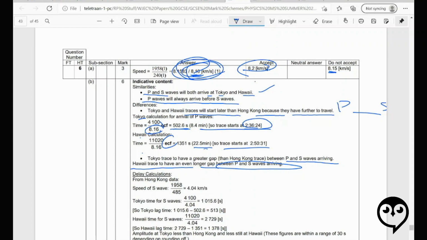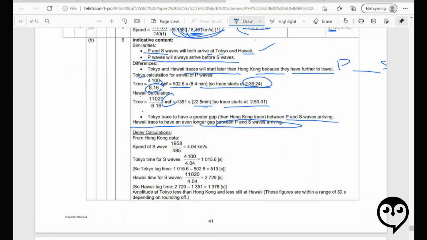So there you go. Some other calculations. What's the delay calculation? So it's kind of like I was just saying up above. Again, you take that speed of the wave. You take that time. Now this is the time it takes.